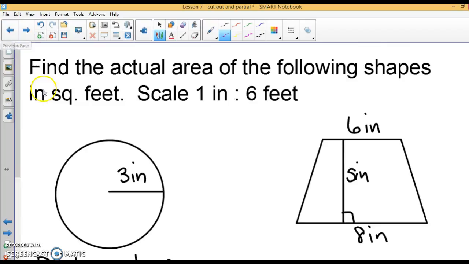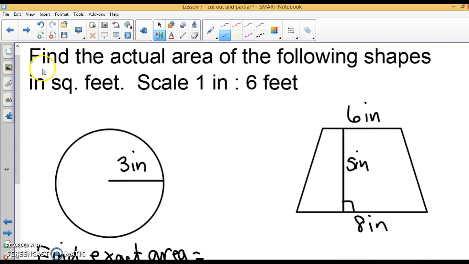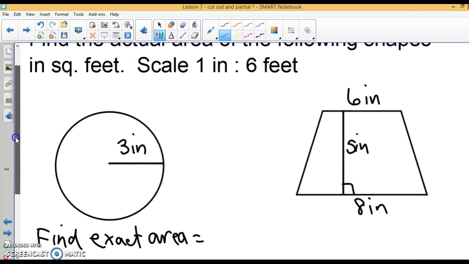All right. 5. Find the actual area of the following shapes in square feet. The scale is 1 inch equals 6 feet. I'm going to pause. You pause this and do it.